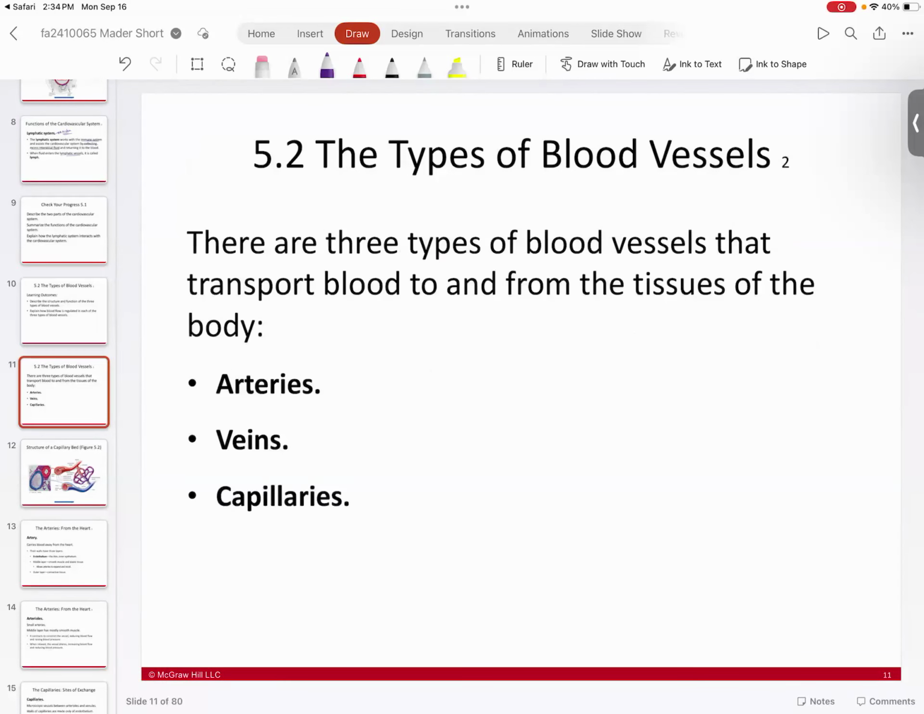Okay, let's take a look at the blood vessels. There are three types of blood vessels that we have that are transporting stuff. You have arteries, which are the largest, veins, which are not quite as large as arteries, depending on what you're looking at, and capillaries, which are important because these are the physiologically important vessels. This is where all your exchange happens.